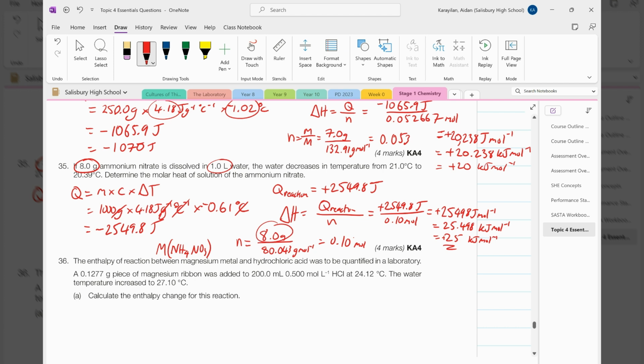Cool. Hopefully that helps. I'm not sure how long we're up to, so I'll check to see how long it's been. We've got about 2 minutes left, so I'm going to stop this one as well.